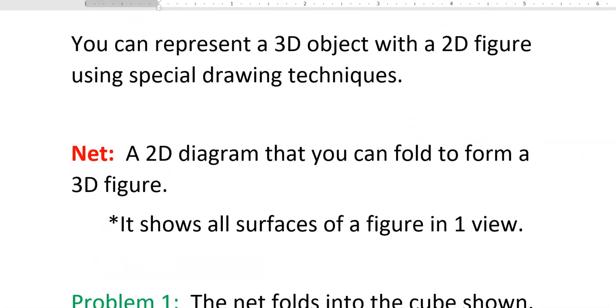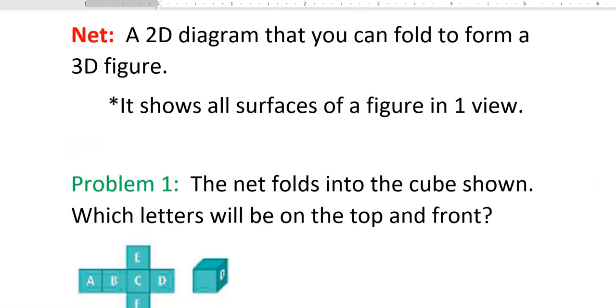You can represent a 3D object with a 2D figure using a special drawing technique. That technique is drawing a net. A net is a 2D diagram that you can fold to form a 3D figure. So basically you're looking at a flat figure on a piece of paper, you cut it out, you fold it up into a 3D figure. It shows all the surfaces of a figure in one view instead of you taking the 3D object and turning it so that you can see all the faces.